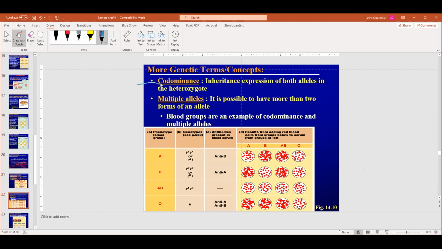So there's a thing called codominance, and codominance means that both of the alleles are expressed in the phenotype of the offspring. A good example of this is blood groups. So you probably are aware of this.